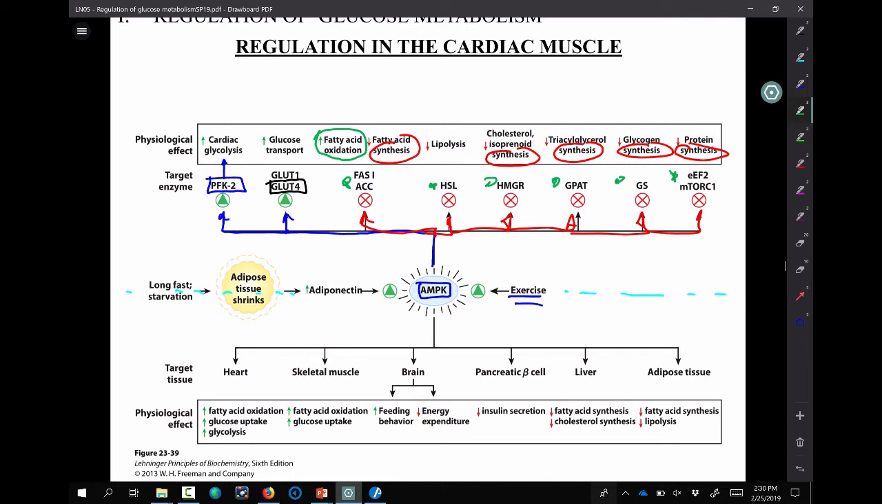Questions on that? All right, AMP kinase, very important, kind of a central regulator of catabolism, if you will.